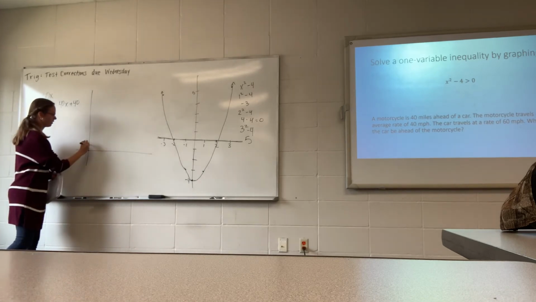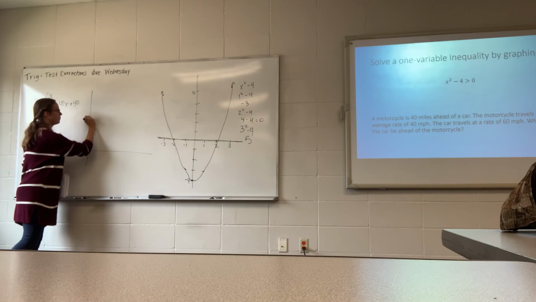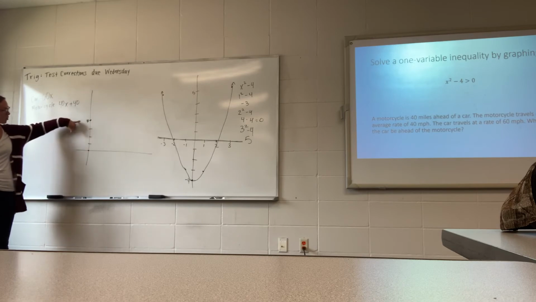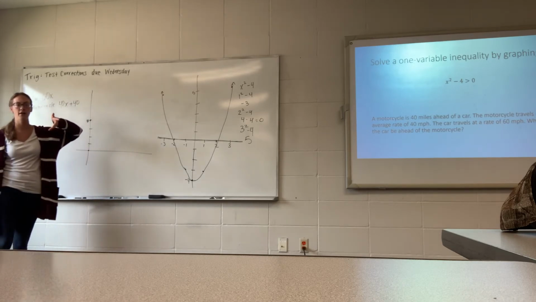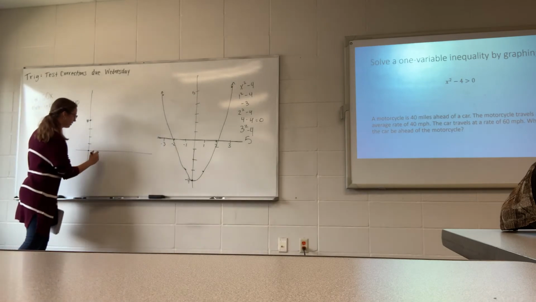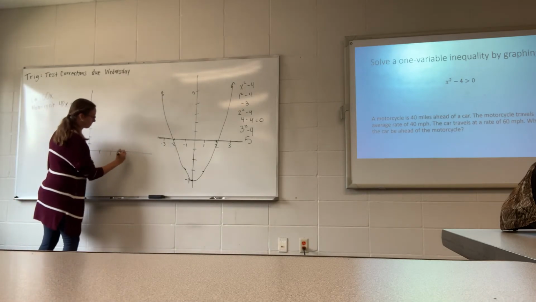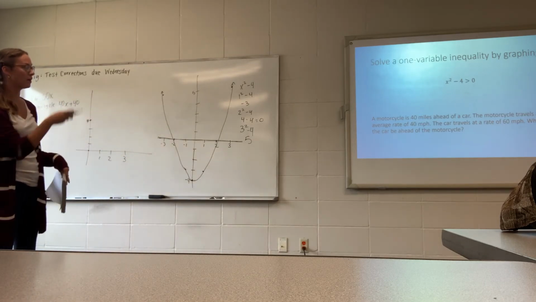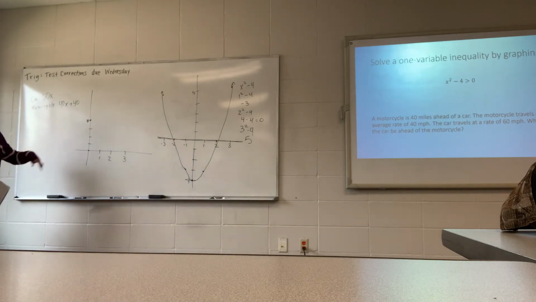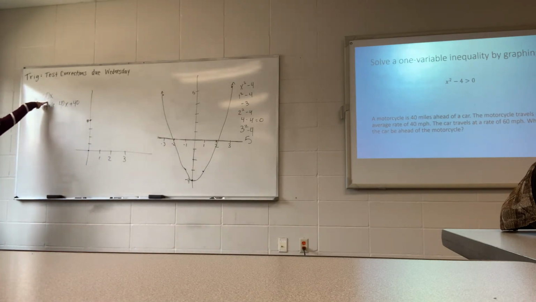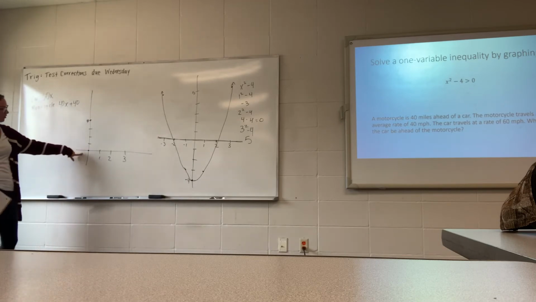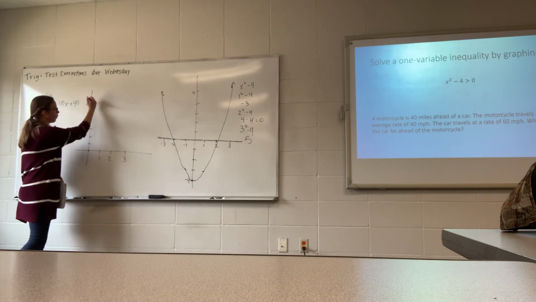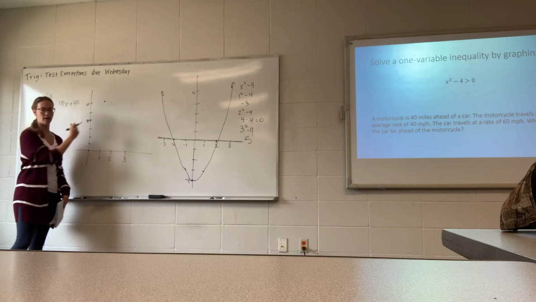So my motorcycle starts up here at 40. Here's my car starting at just a starting point. Here's my motorcycle starting 40 ahead of my car. Then we can figure out, based off of how fast they're traveling, when the car is going to be ahead of the motorcycle. If we just deal with our car first, my slope is 60x. So if I rise over run, I'm going to come up 60 and then go over 1. So I'd be at 1 and then at 60.